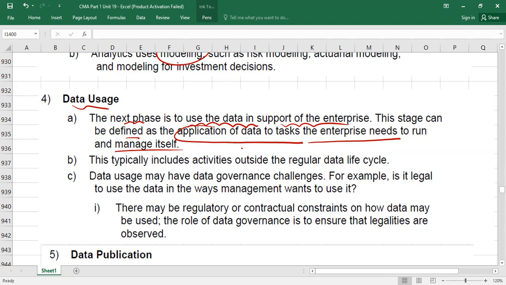So this is just application of data, on which, based on that data, you want to take your decision. This is what is called usage of data. And please remember, whenever you are trying to use the data, you should make sure that you are using it for legal purpose only. Okay, you are not violating any laws and regulations. Understood? This is the challenge here. You have to keep it in your mind.